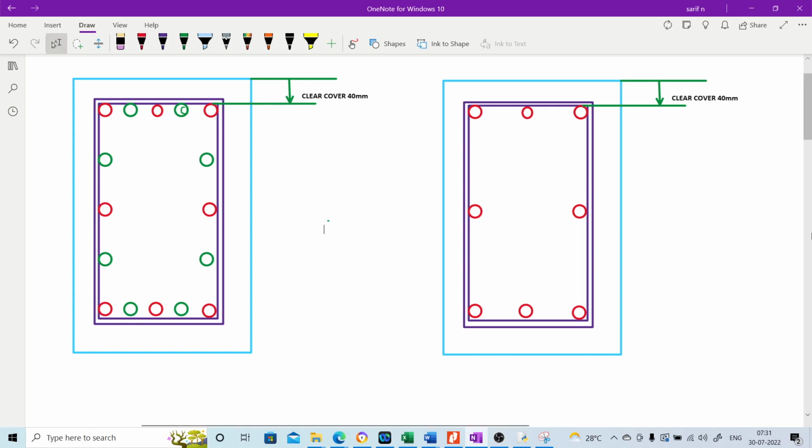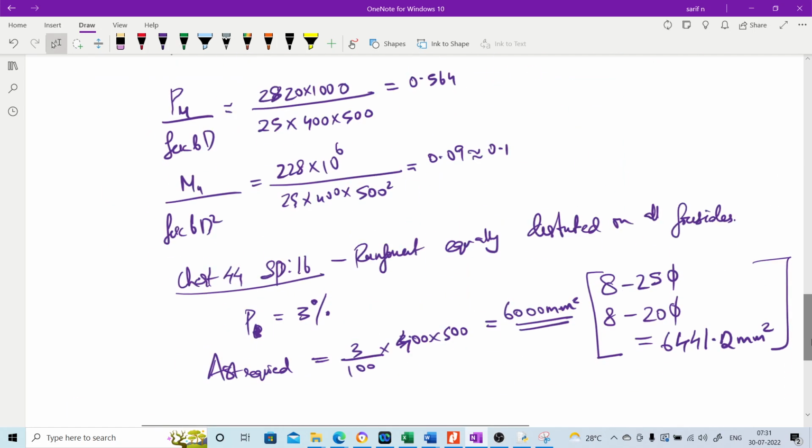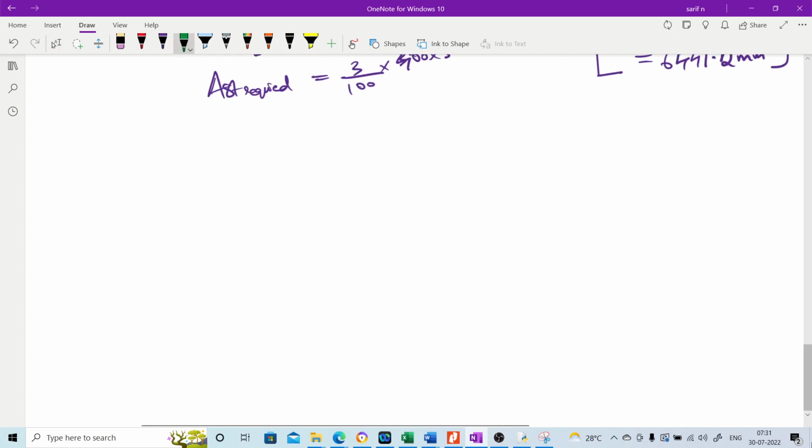Now next we have to go for the shear design. With regard to the shear design, again, in the problem, sometimes directly the details of the longitudinal bars also will be given. If the details of the longitudinal bars are given, then our design will start from the shear design only. We don't have to do the longitudinal bars design again. Okay. So let us do the shear design.